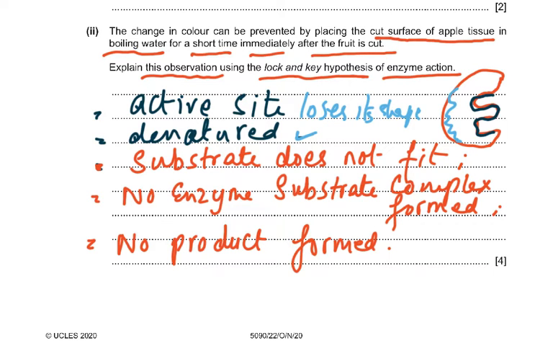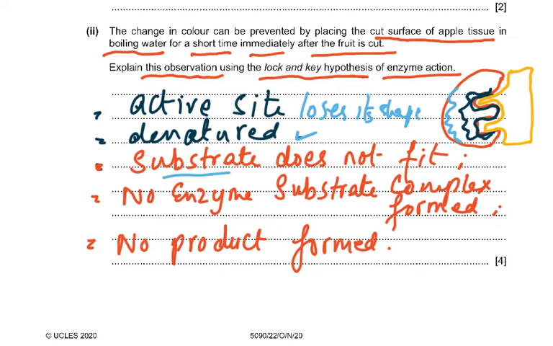And this substrate now can no longer fit. Like for instance, in this situation, this is the substrate. So there is a specific shape of the substrate which can only fit this active site. But if the active site shape is changed, if the active site now becomes like this, well, this substrate is not going to fit into it. And if the substrate doesn't fit, then no product is formed. So this is what you had to understand in this 4-mark question.